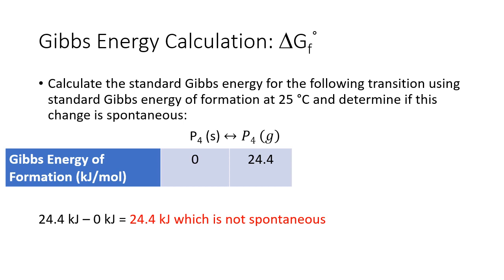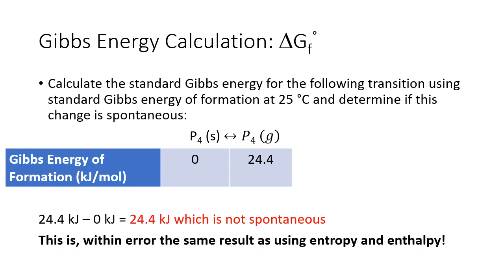24.4 and 24.3 are different by 0.1. Within error, this is the same result. This is a rounding error at the very end. We're fine. It doesn't matter whether you use delta H and delta S from the table or delta G, they'll be the same numbers as long as you do your process correctly.